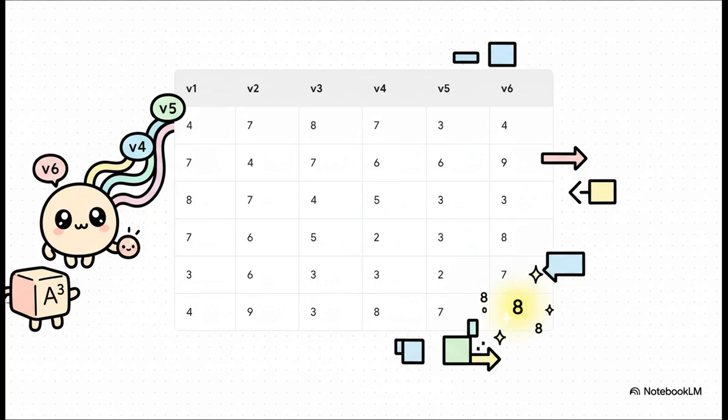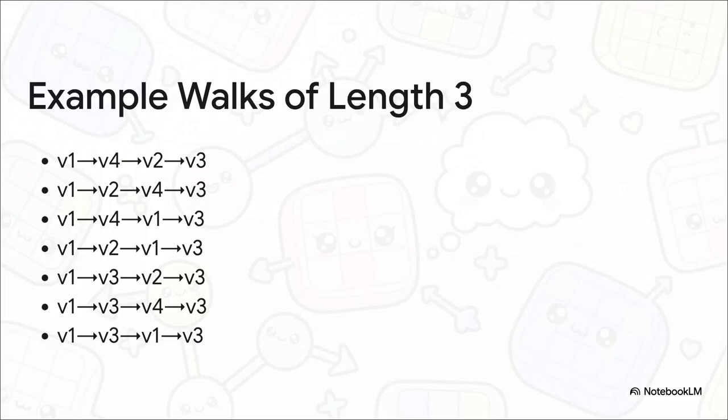And this is the beautiful part. We just look at the resulting matrix. We find the entry in row V6, column V4, and bam, the answer is 8. There are exactly 8 different walks of length 3 from V6 to V4. And we can actually prove it.